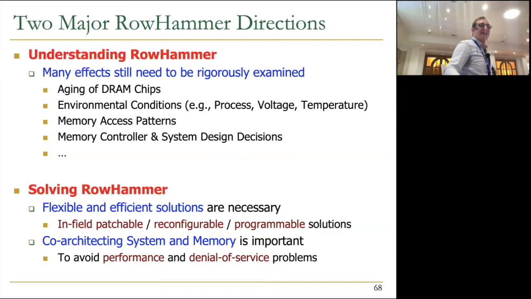Okay, so before going into more history, I think we need to understand RowHammer even more. Many effects still need to be rigorously examined. I'm going to show you some results on some of these effects. And we still need to have better solutions to RowHammer, more flexible, efficient, like better memory controllers, let's say. And I think co-architecting system and memory is important because we will see some of the solutions which will transform the problem from bit flips to denial of service, which is probably better than bit flips. But denial of service is also something that you don't want in general in your systems.